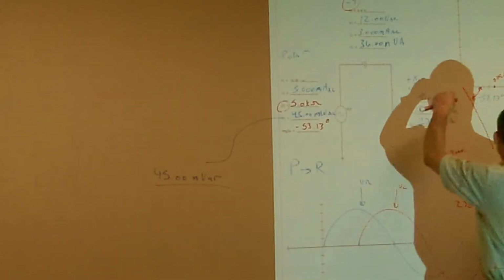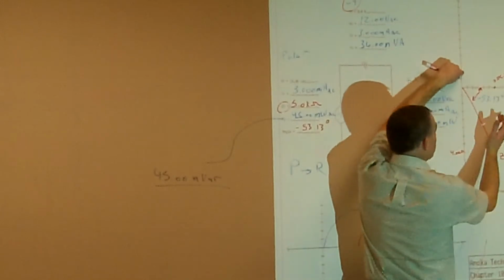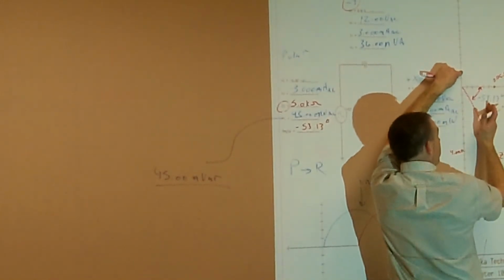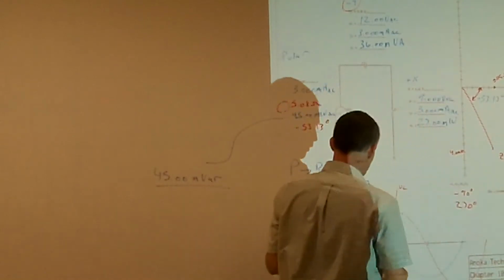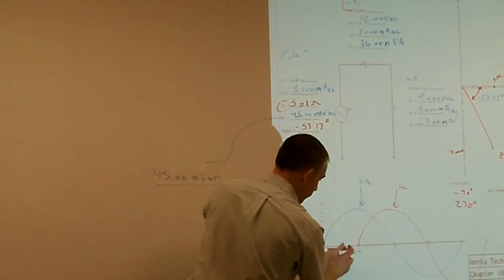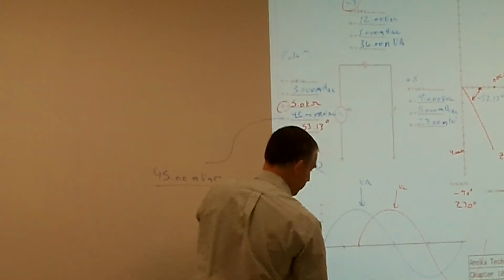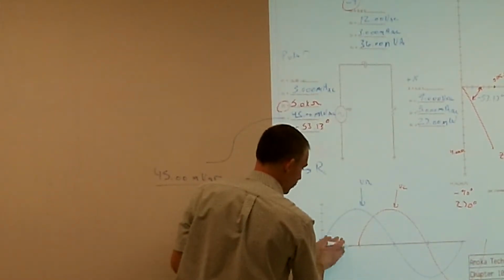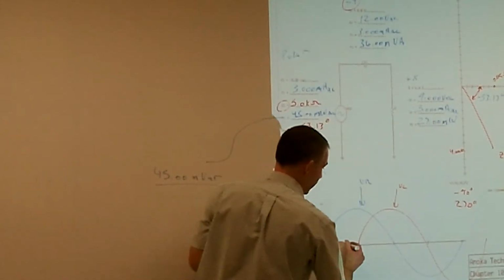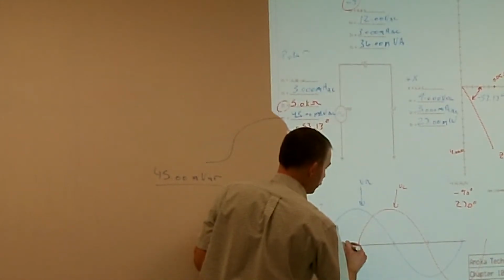So the voltage of my source is going to be lagging behind the voltage of my resistor by 53.13 degrees. So slightly more than 45 degrees. If I know that this is 0 to 90, I know that 53 degrees is going to be approximately about there, just a little bit more over towards the voltage of my capacitor. And that's going to be where my voltage source is.